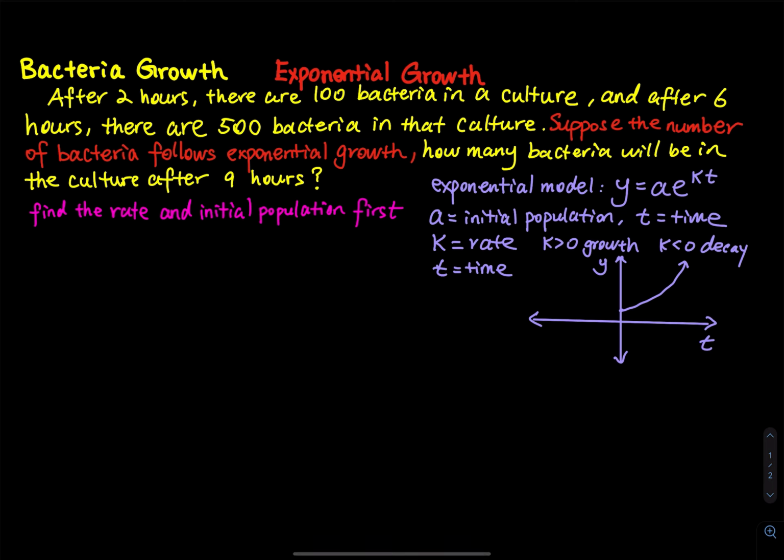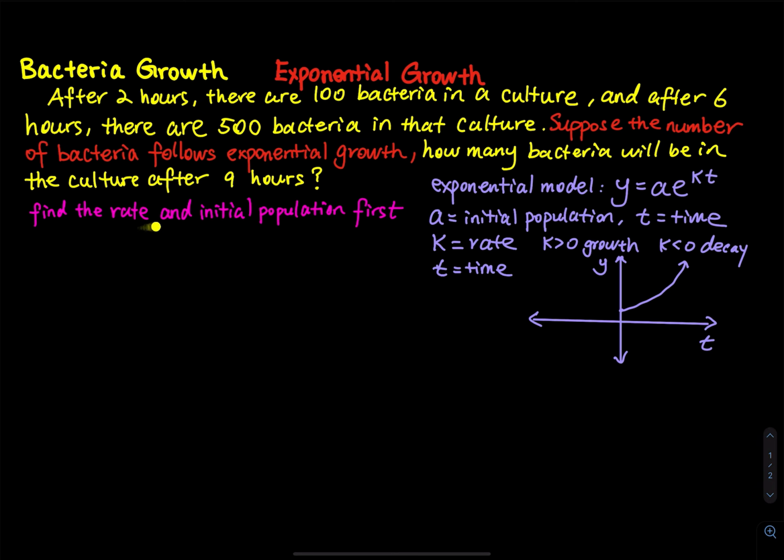I do not have any curve on the left-hand side of the y-axis because t cannot be negative, right? When t represents time, time cannot be negative. So that's why, compared to the graph of the exponential function e to the x, I cannot put any curve on the left-hand side of the y-axis. Okay, do you see this?